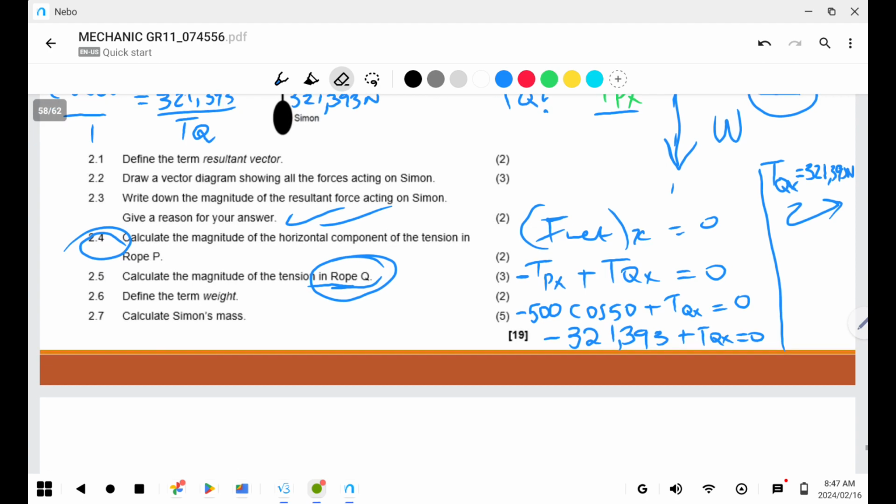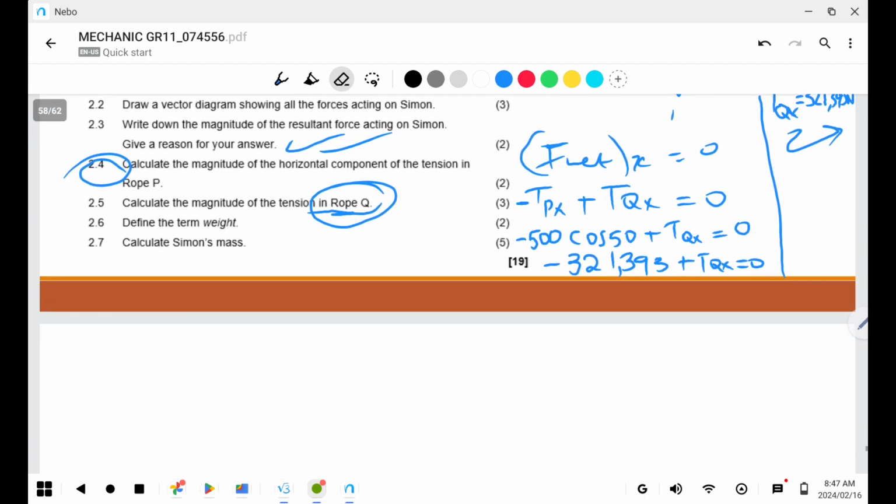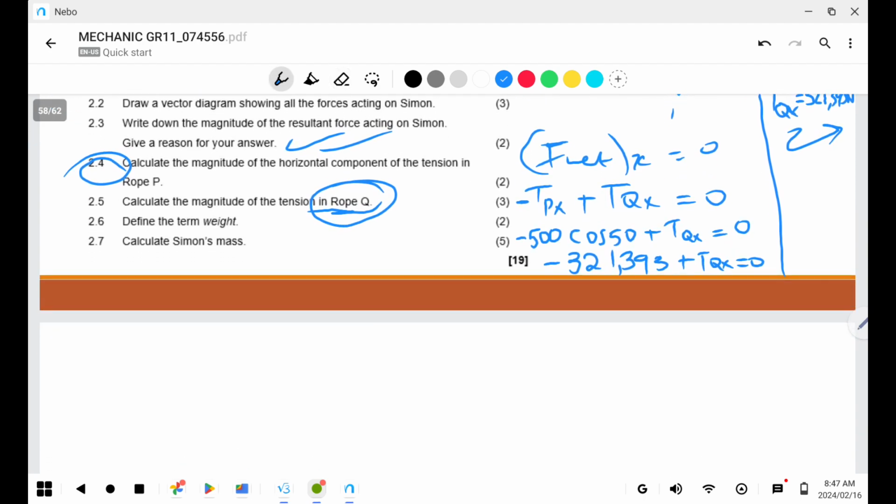Okay, so let me just do it somewhere down here. So if you cross multiply, you're going to have TQ multiplied by 321,393.